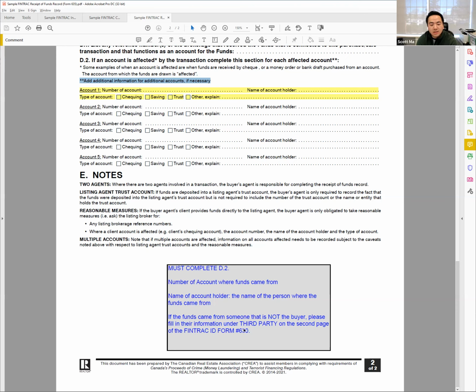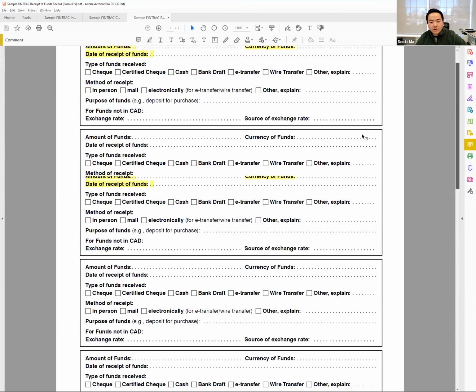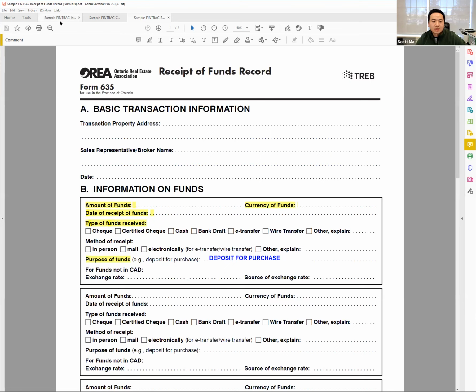let's say that the client is a son or daughter, right? And the parents are paying for the deposit. So that's a great example where your buyer client is the person on the individual ID form, but you also need to fill out the third party section, which is on the second page of that form. So this is a quick summary of the FINTRAC individual and corporation ID record, and the receipt of funds record.